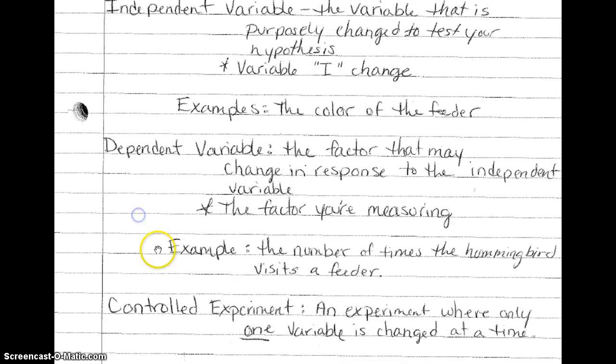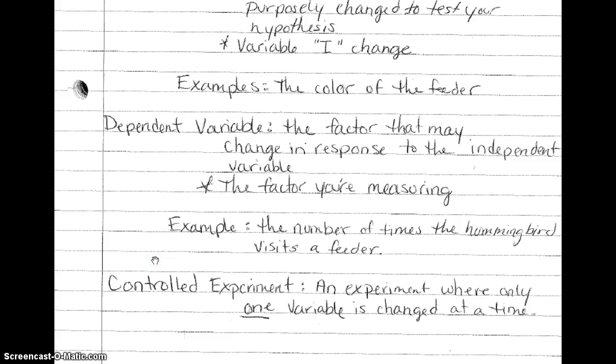The dependent variable is the factor that may change in response to the independent variable. Okay? Remember, the dependent variable is the factor you're measuring. From the experiment in the book on hummingbirds, the dependent variable was the number of times the hummingbirds visited each feeder. Okay, that's what they were counting. They were counting how many times the hummingbirds came to the red feeder and the yellow feeder, over a period of 3 days.